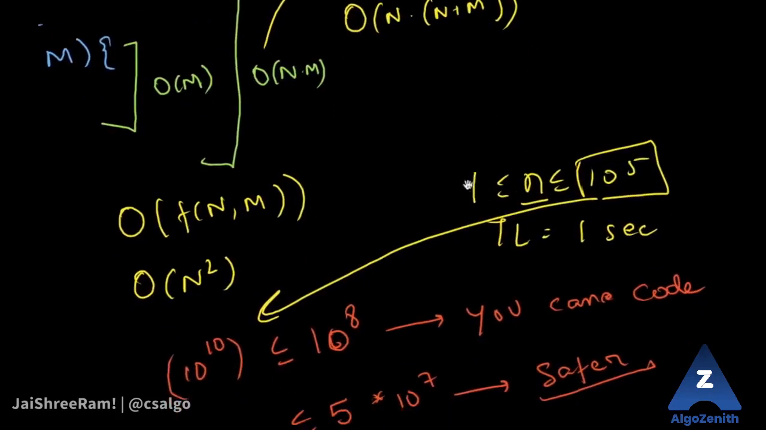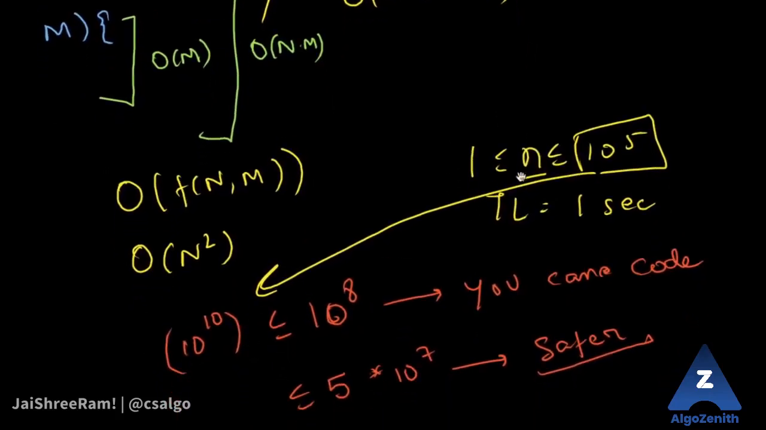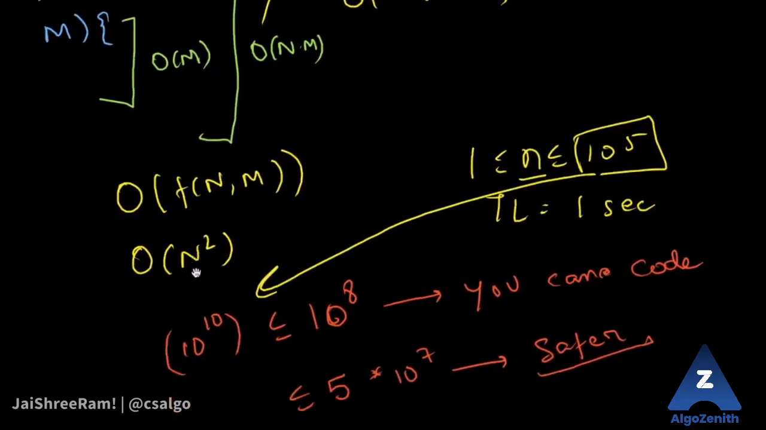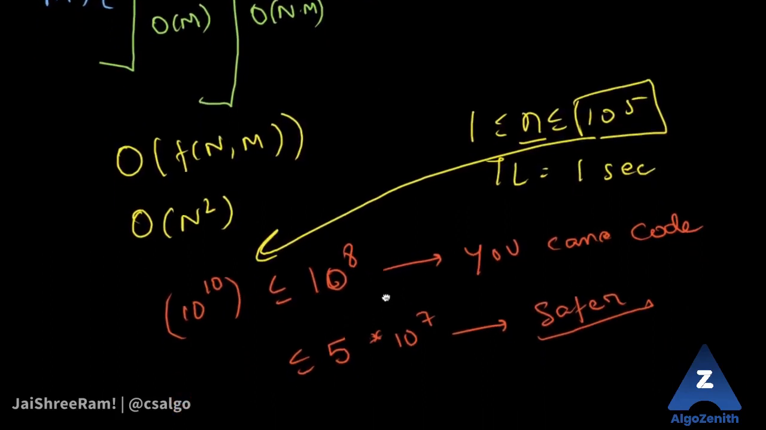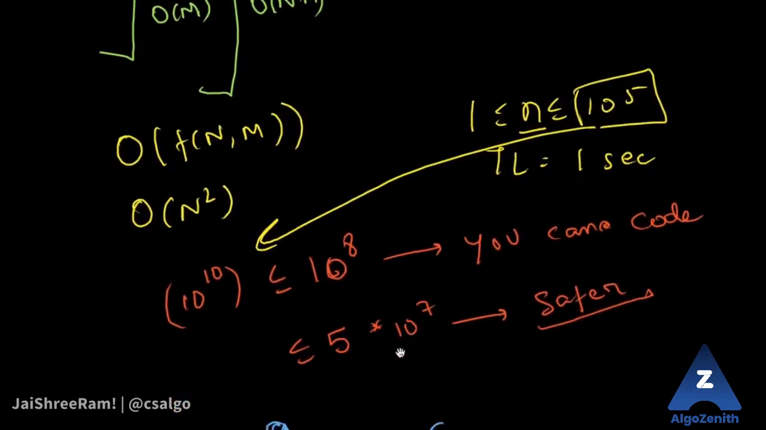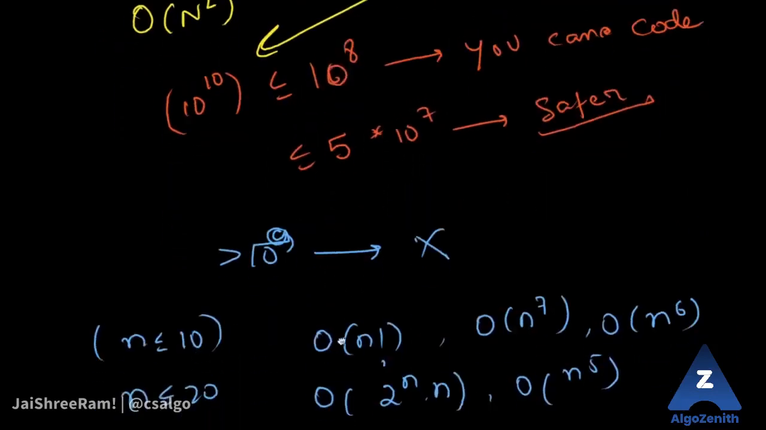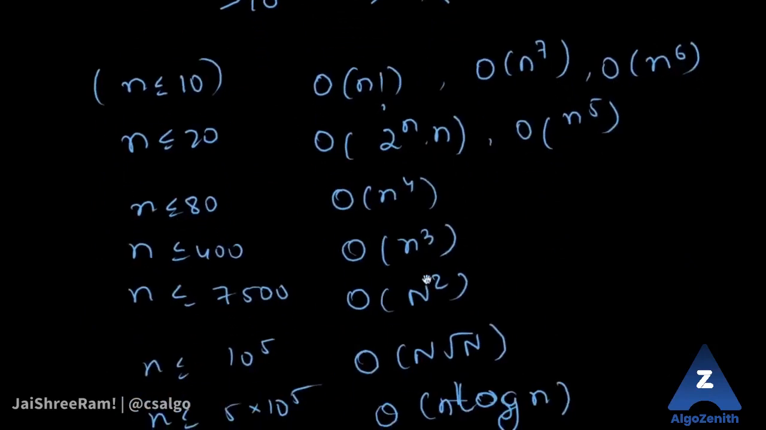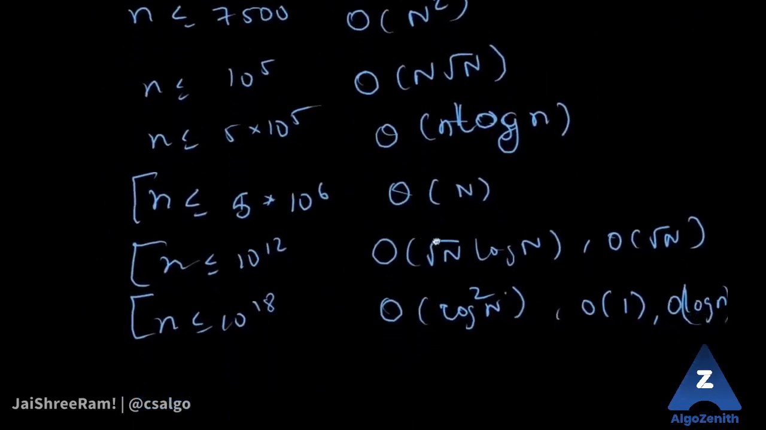Put them into the expression, find out the number of instructions or the value coming out of this order notation polynomial, and if that's less than or equal to 10 to the power 8, you're good to go. It's even better if it's less than 10 to the power 7 into 5. These are some standard order notation complexities for some algorithms. So if this is the constraint, algorithms which follow these order notations will pass the time limit.